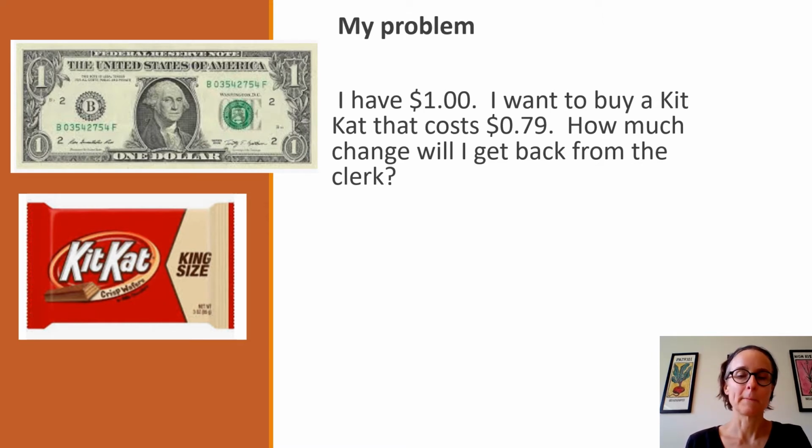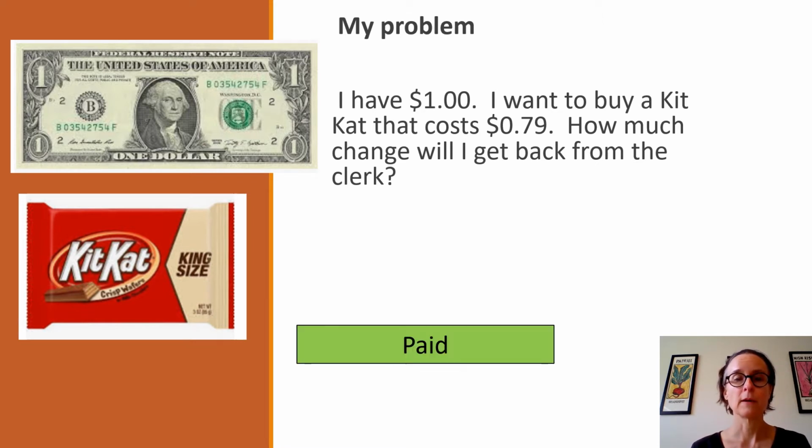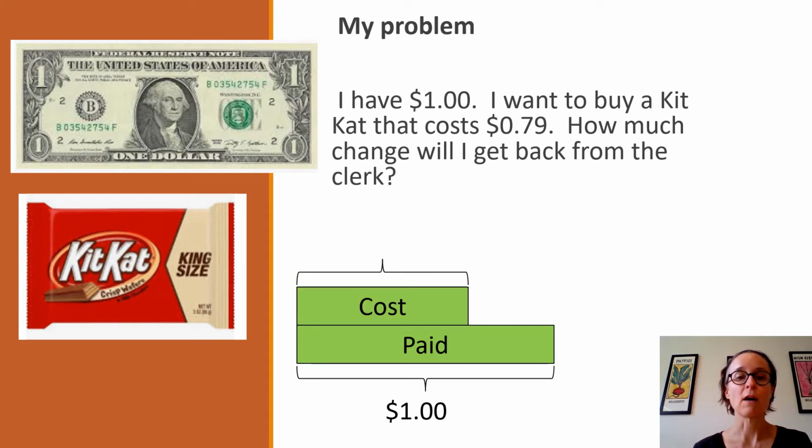Now I think I can visualize. I have $1. I want to buy a Kit Kat that costs 79 cents. How much change will I get back from the clerk? The dollar that I paid is more than the Kit Kat that I'm buying. To me, that sounds like a comparison word problem. The amount that I paid, $1, is my large quantity. I paid too much. The cost of the Kit Kat is 79 cents. That's my smaller quantity. My change, which I don't know, is the difference between that large amount that I paid and the smaller amount that the Kit Kat actually costs.